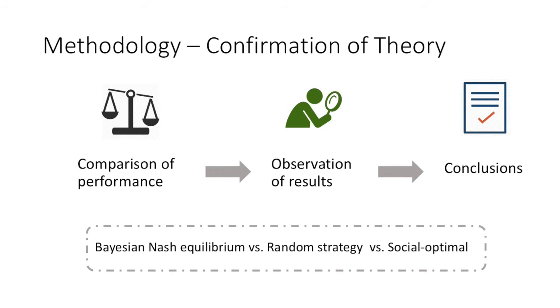Once the results of the simulation have been obtained, they are analyzed and their performance is compared. In fact, it is the Bayesian-Nash equilibrium performance which is compared with the random strategy and with the social optimal strategy, which is that all nodes will cooperate. What is observed is the welfare achieved, how much the system performance is degraded compared to the other strategies, and how many pseudonyms are changed. Based on these findings, the authors were able to draw conclusions.